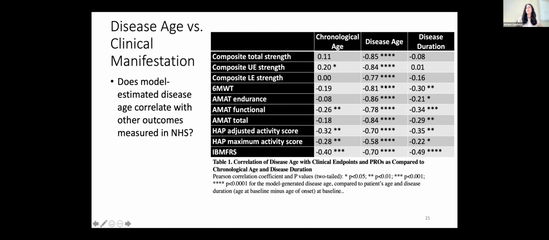But then you can see disease age has a great amount of correlation with all of these other measurements that weren't placed into the model themselves. Obviously, these first three are composites of the QMA, so those are going to have some of the strongest correlations. But you also see, for instance, with 6-minute walk, very strong correlations across the board with our estimated disease age and other measures.